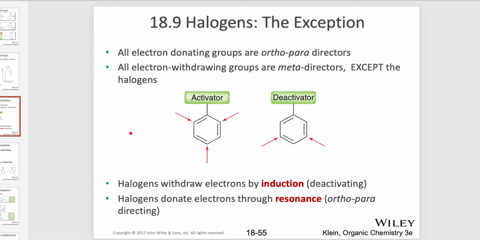So as we're looking at this, again, all electron donating groups are ortho-para directing, all electron withdrawing groups are meta-directors, except the halogens. So I referred to them before as Jekyll and Hyde. So halogens have a kind of a mixed effect. Halogens will withdraw electron density by induction, which is deactivating. Induction means the effect is only felt through the single bonds. This is a minor effect. It is a smaller effect compared to resonance.